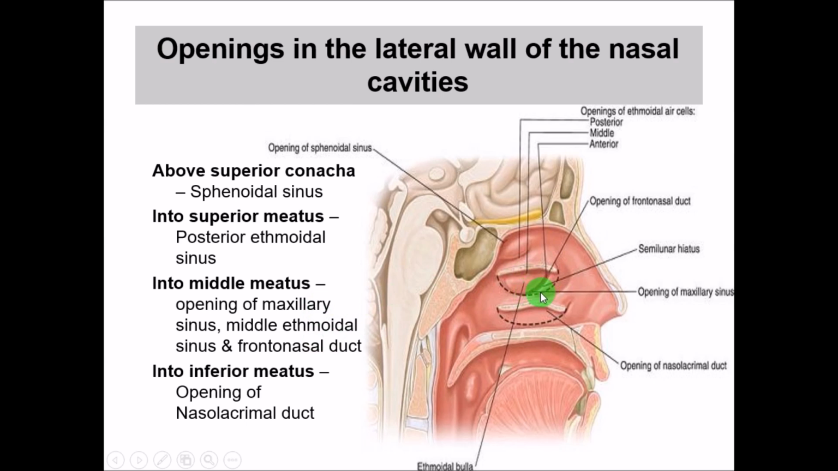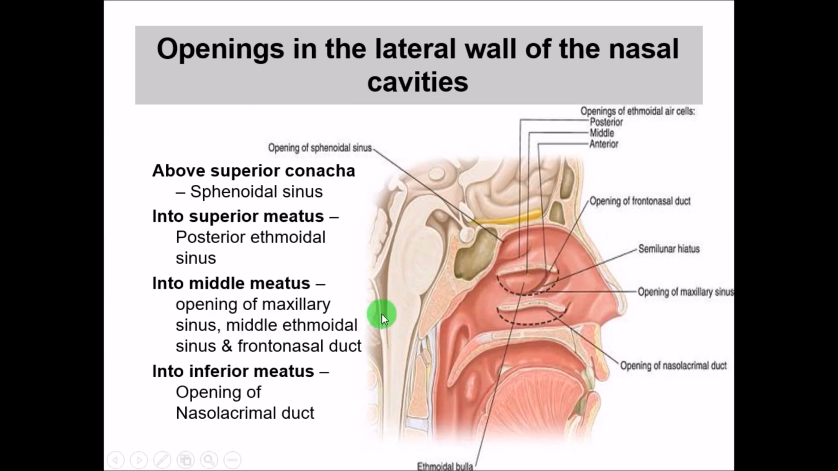We'll see all these air sinuses later. Just remember the names. The maxillary sinus is within the maxilla on either side, so that will be opening into this middle meatus below this bulla. Then the opening of the middle ethmoidal air sinus will be above the bulla, and anterior to that will be the opening of the anterior ethmoidal air sinus. Then also there is the opening of the frontonasal duct, which will also be opening into this middle meatus.